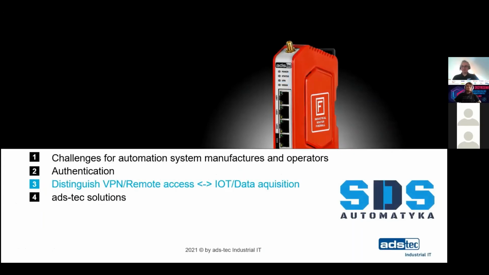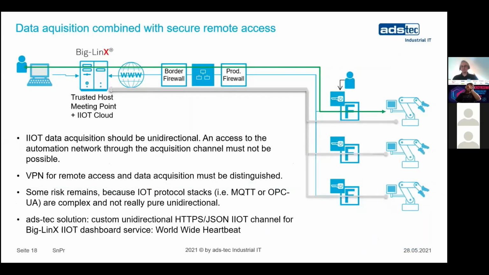Now let's take a look into the topic data acquisition. What's the difference to VPN remote access from an IT security point of view? So yeah, we have this gray channel here. It's new, the gray line here. That's a little bit red. This is our IoT data channel.